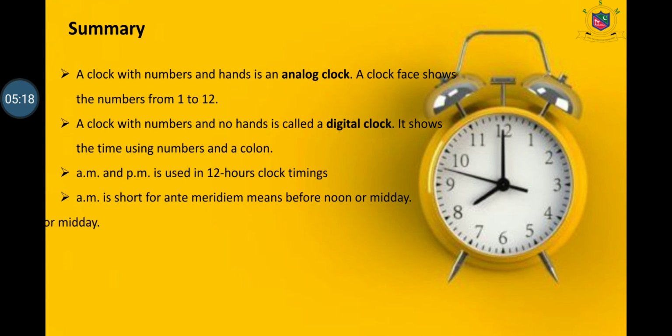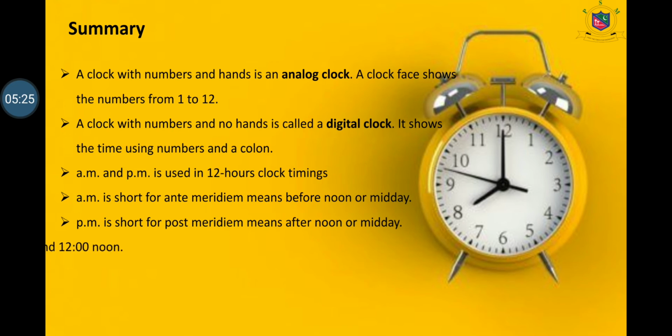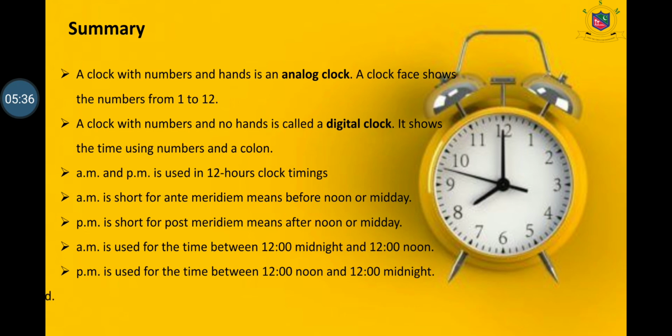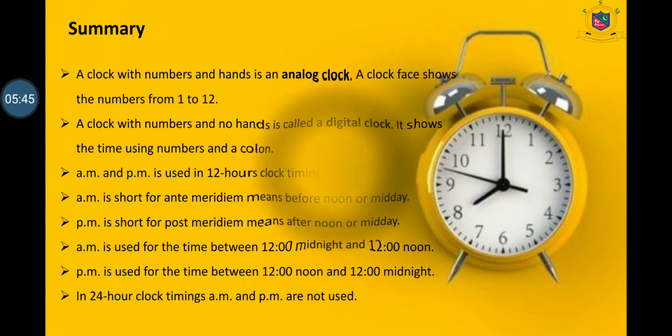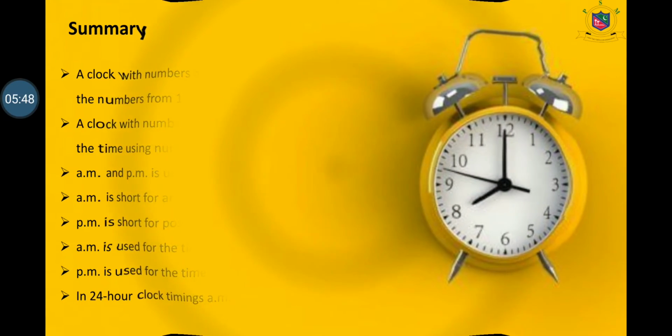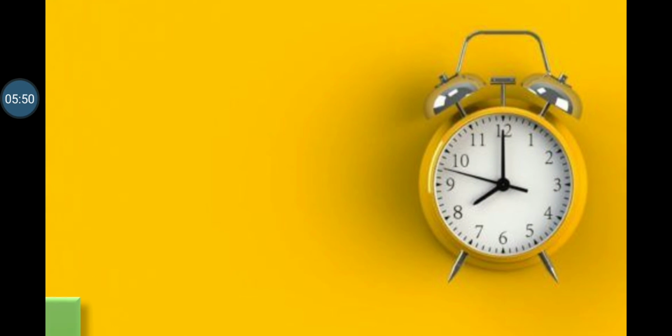AM is the short form for ante meridiem, means before noon or midday. PM is the short form for post meridiem, means afternoon or midday. AM is used for the time between 12 midnight and 12 noon. PM is used for the time between 12 noon and 12 midnight. In 24-hour clock timing, AM and PM are not used.